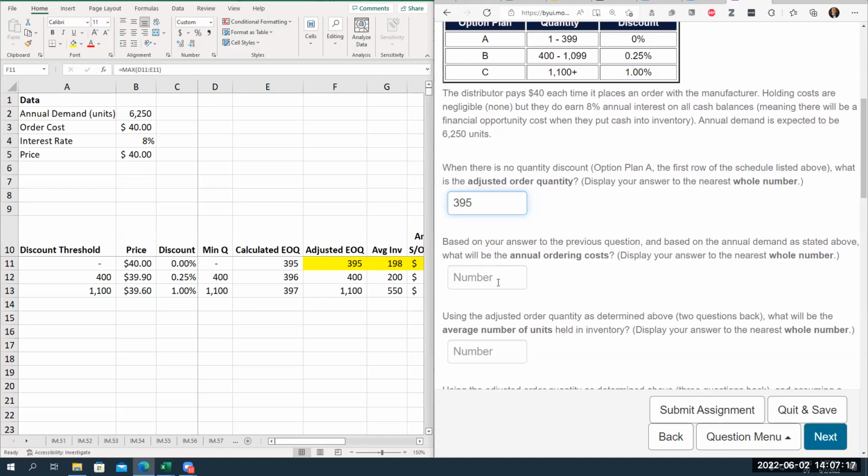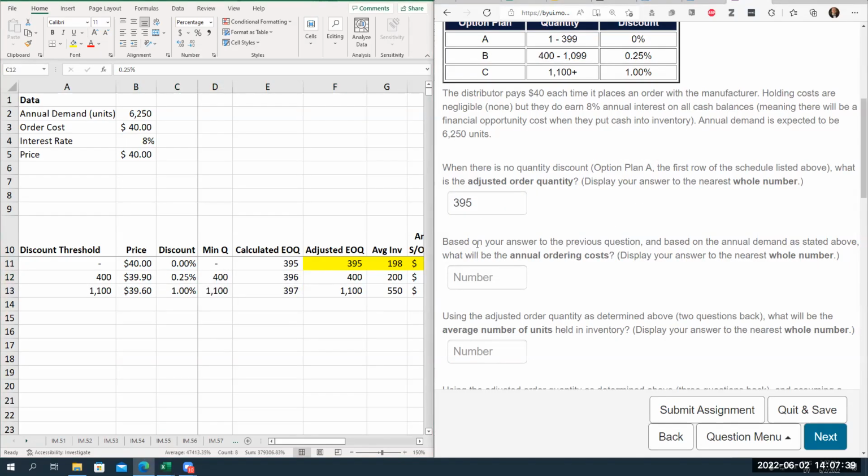More or less. So the big question there was going from our EOQ to the adjusted EOQ. I feel like that was the new thing. We've seen EOQ before, but adjusting it based on this price discount was the big change here. And that's not even what they asked us. So they're just asking us in this question, option A.